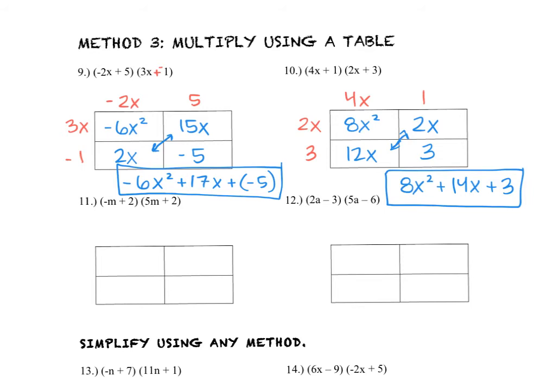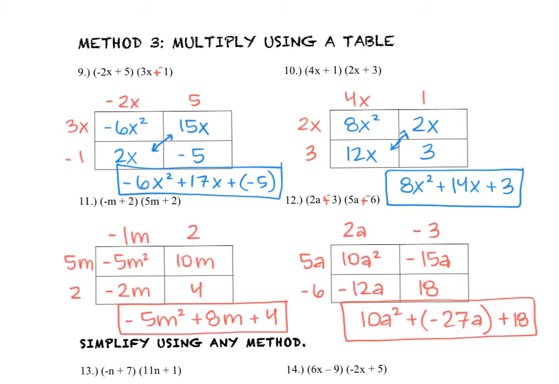So why don't you pause the video right now and try 11 and 12. All right, go ahead and check your answers with mine. Notice that on number 11, when I had that negative m, I wrote that as negative 1m. You don't have to do that, but it just helps me not lose that negative sign there. And so again, this box method just helps you visually see how you are multiplying both of those binomials.